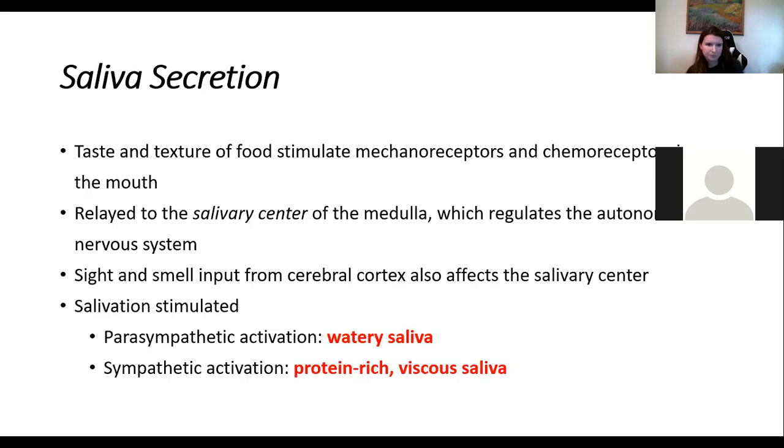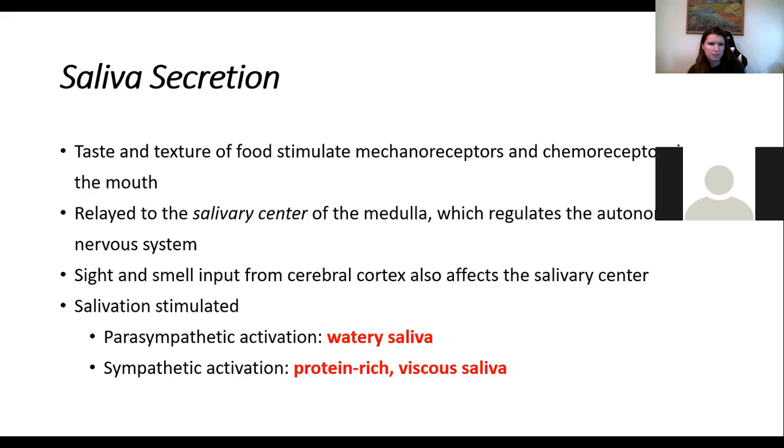So when you eat food, the taste and texture of that food stimulate receptors in your mouth. Some of these are responding to the physical touch of the food, so those are mechanoreceptors. And some of them are reacting to chemicals in the food, so those are the chemoreceptors. But both of them are going to send those signals to your brain, basically.